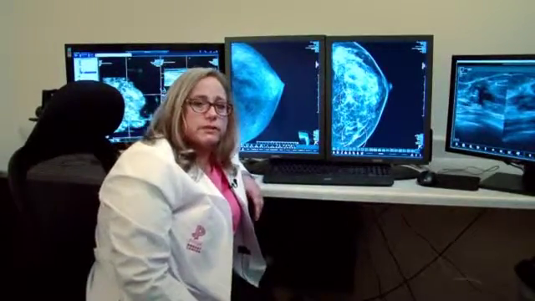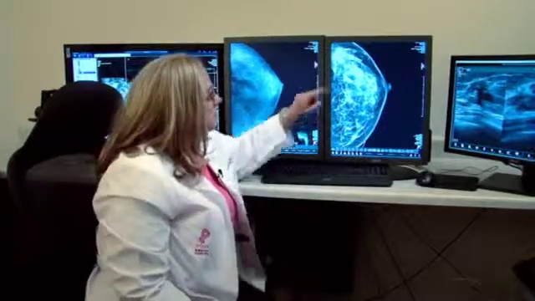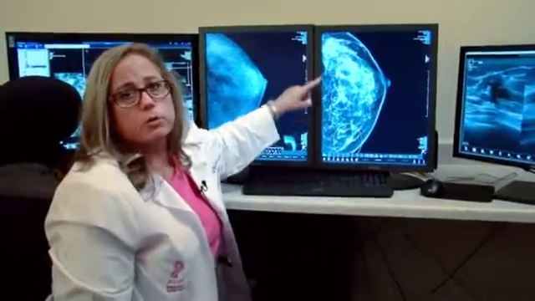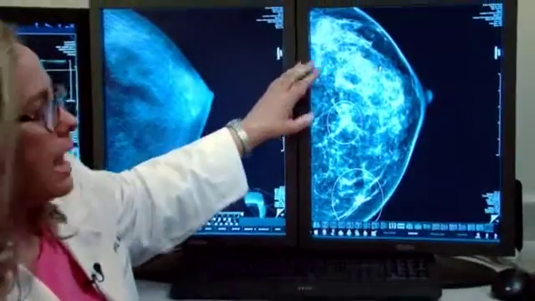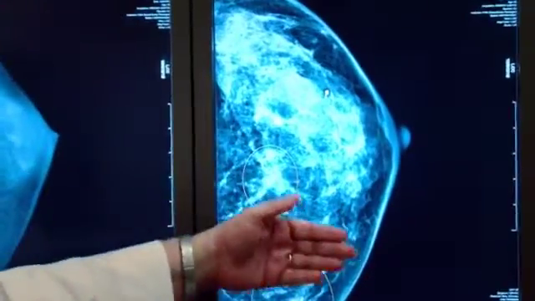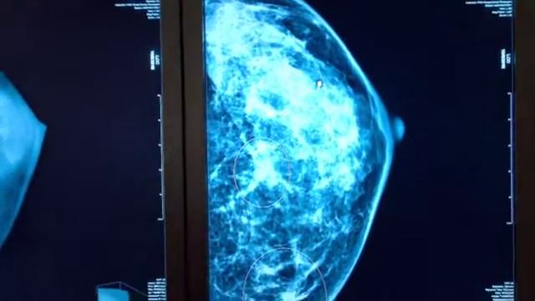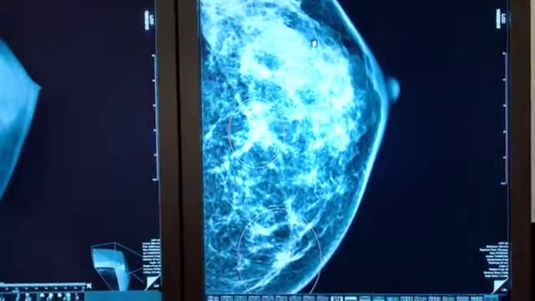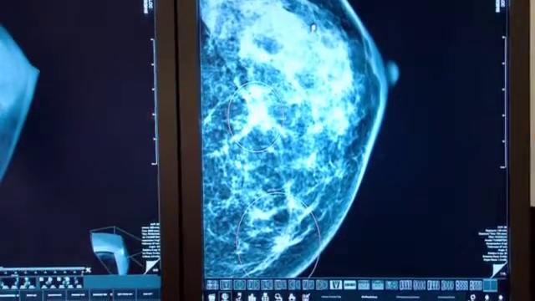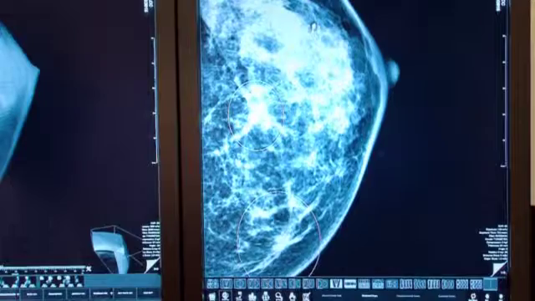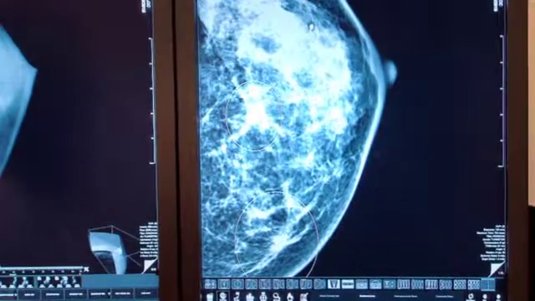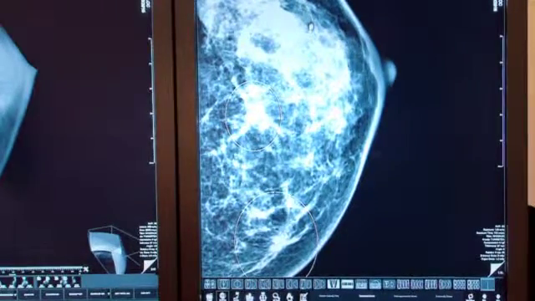Normal mammography is considered 2D mammogram. This is an example of a 2D mammogram in a woman with dense breasts. And what you see is it's white and black. And white's the normal fibroglandular tissue of the breast. So when we read this, we look to see if we can see the cancer in the white tissue, and cancer is white and often is difficult to see.